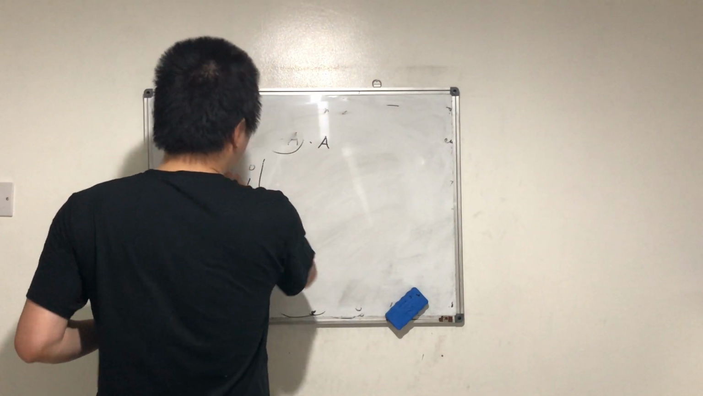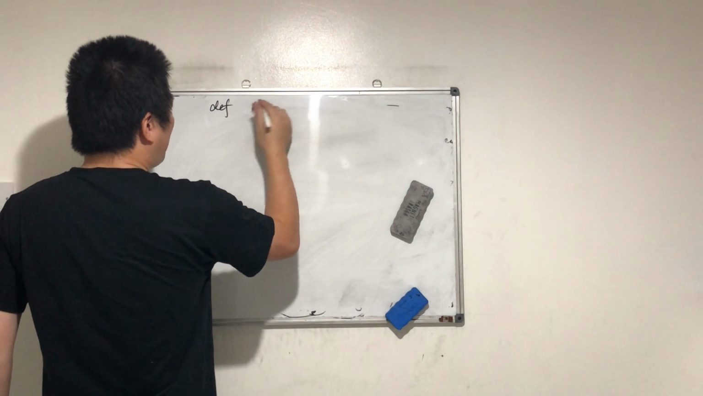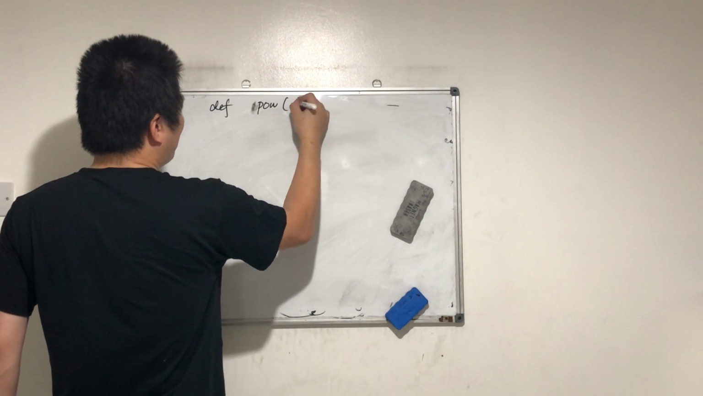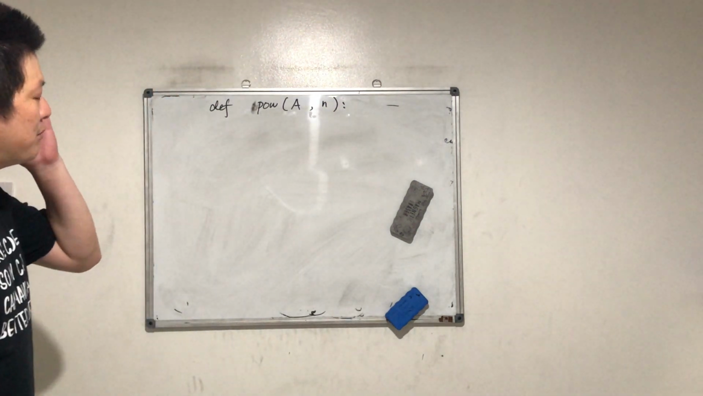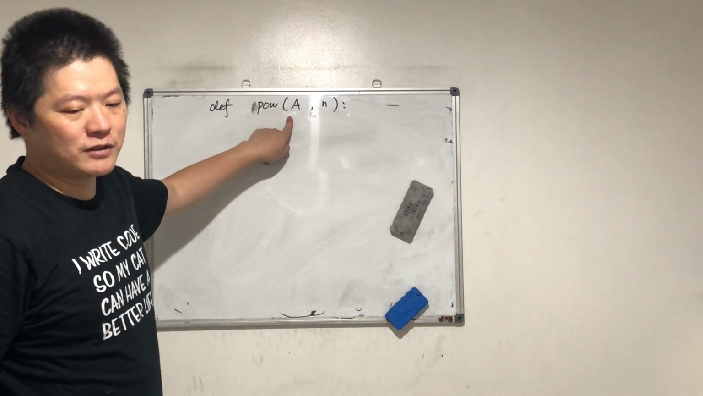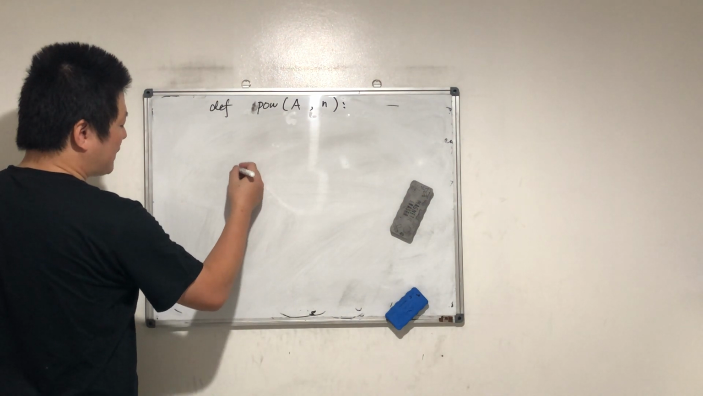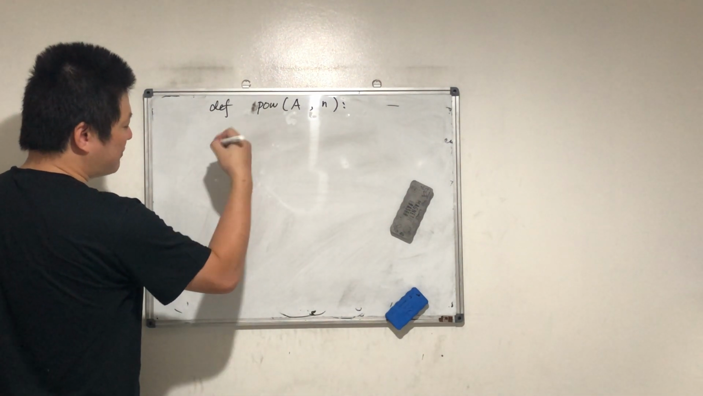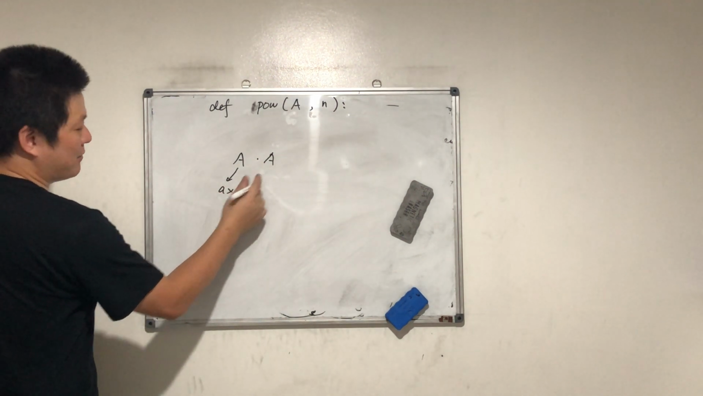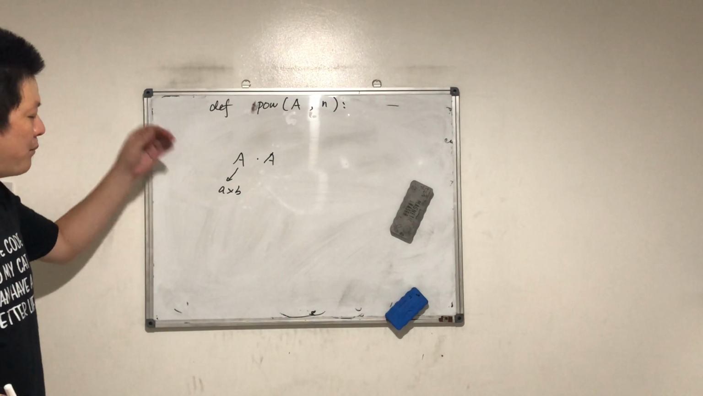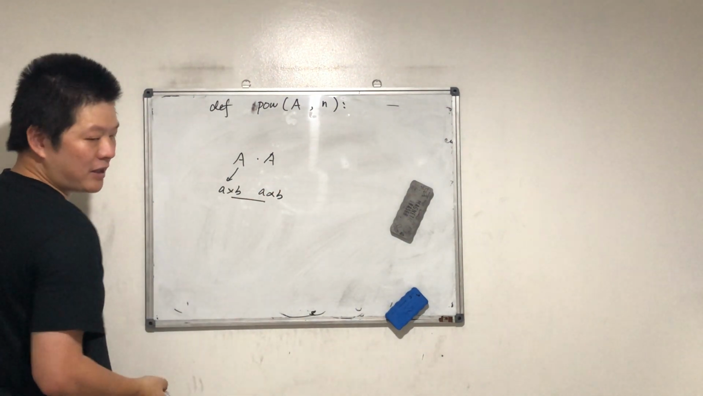Okay, so let's write this. Define the power function, power matrix a, n. First of all, we need to make sure the number of rows and columns of A is the same. Why is that? Because if a matrix A can multiply itself, and A has dimension A rows, B columns, to be able to multiply itself, it's A times B. What does it mean? A equals B.